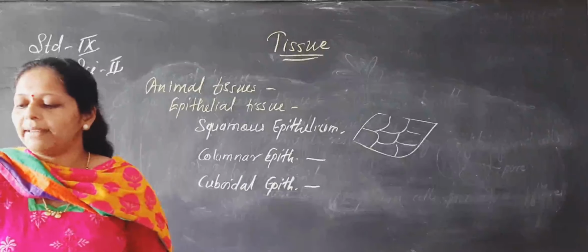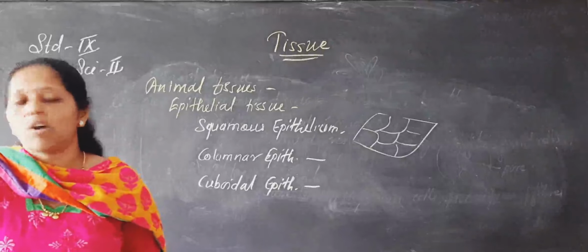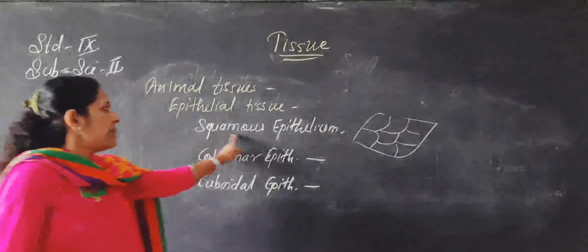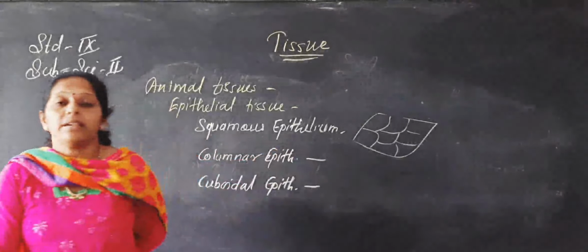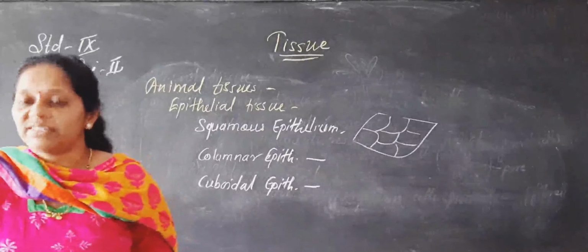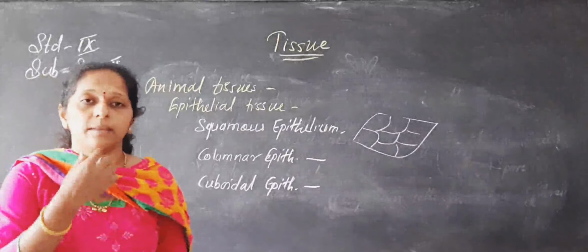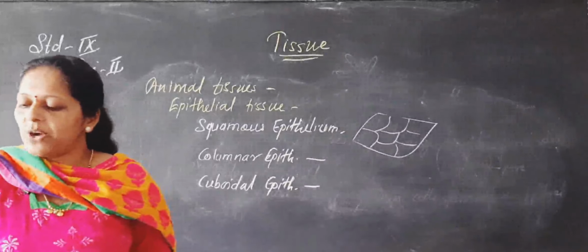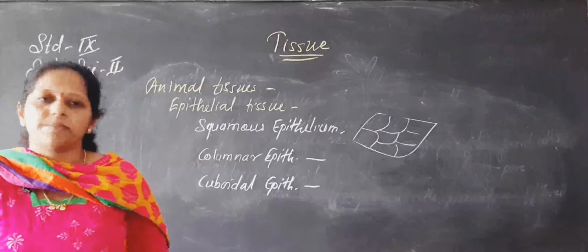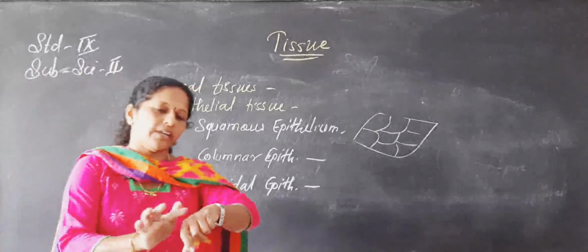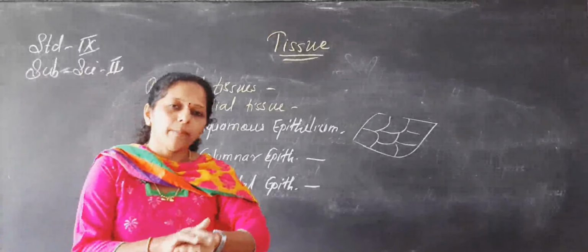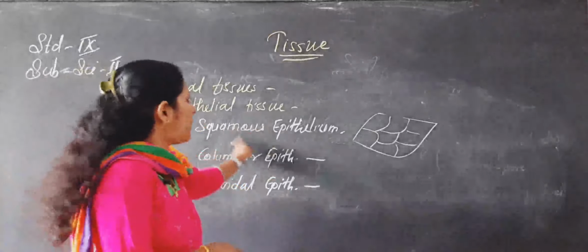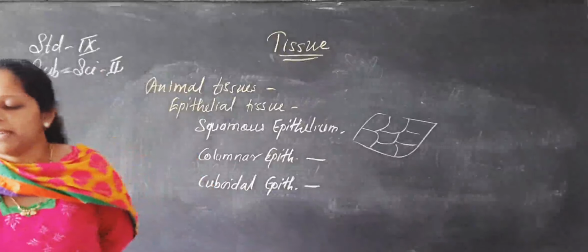The esophagus and the lining of the mouth are also covered with a squamous epithelium. So, this squamous epithelium is present in the inner lining of our mouth and also the esophagus, which is present in the digestive tract. Also, the skin, which protects our body, is made up of a squamous epithelium.